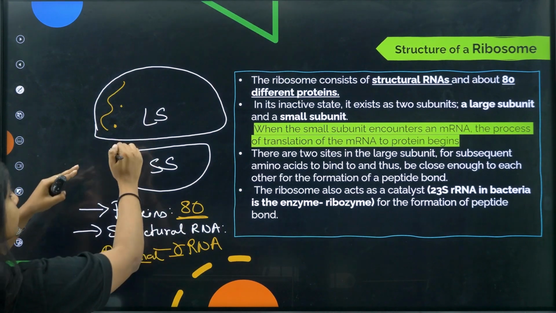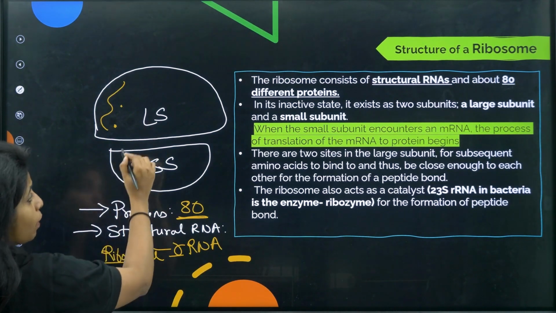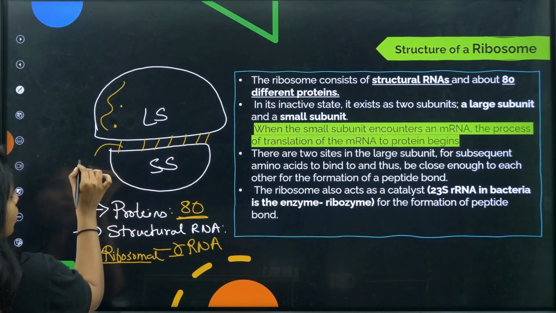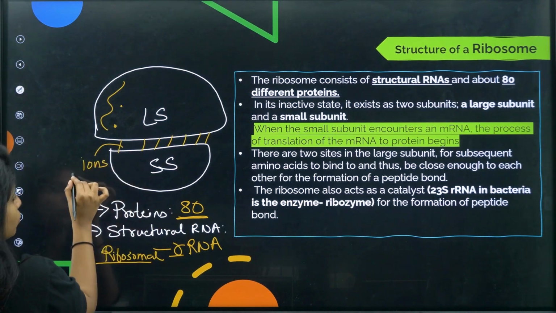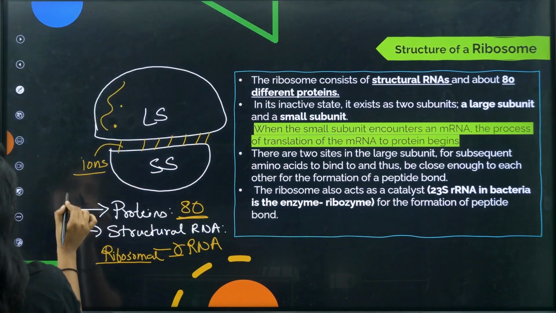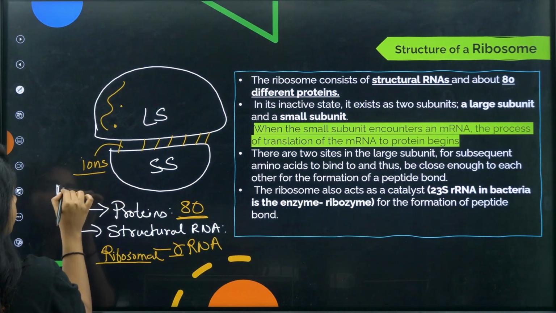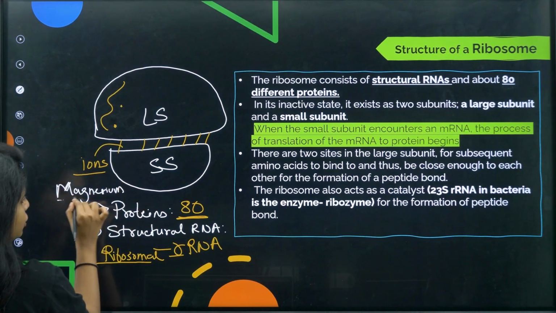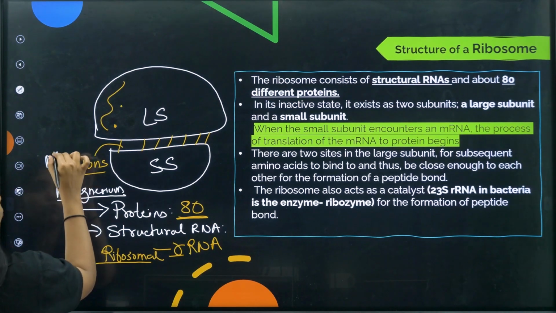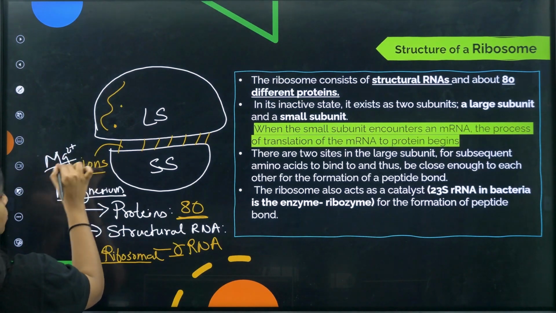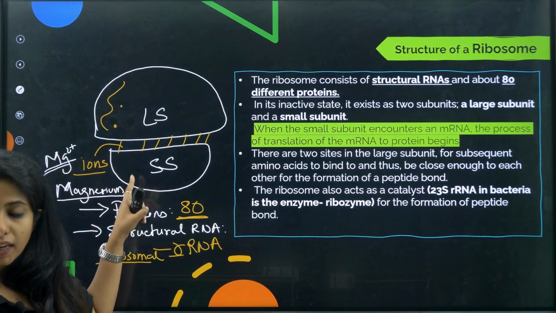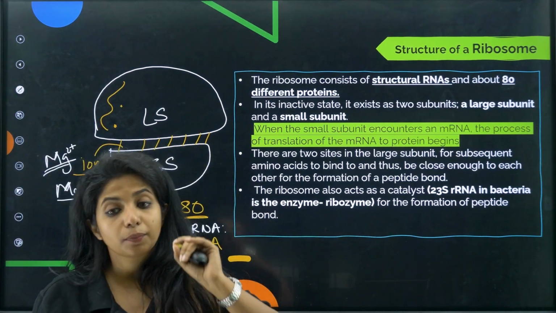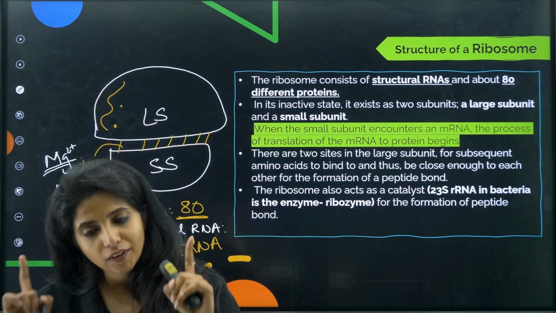The ribosomes, if they want to be in this bound state, need the presence of certain ions. What do you call these ions, children? You call these ions magnesium ions, that is Mg2+. So Mg2+ should be there, that's when they can remain in the bound state. And this has been asked in the previous year question paper as well. So you have to be very careful with this.